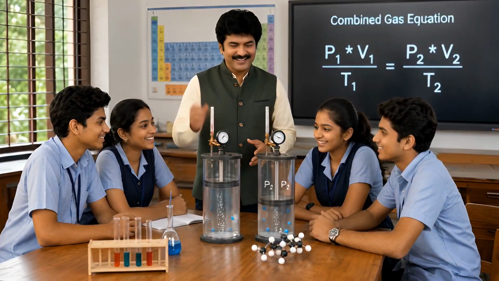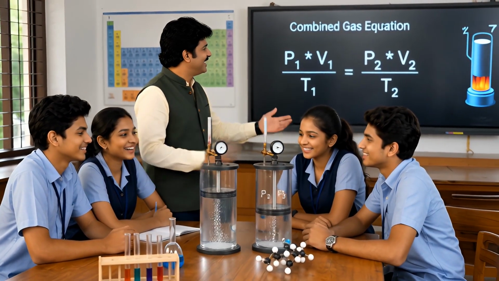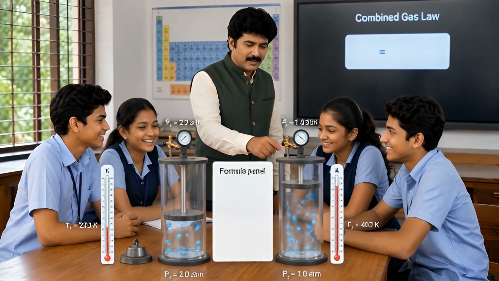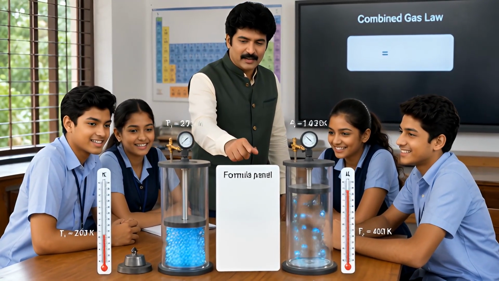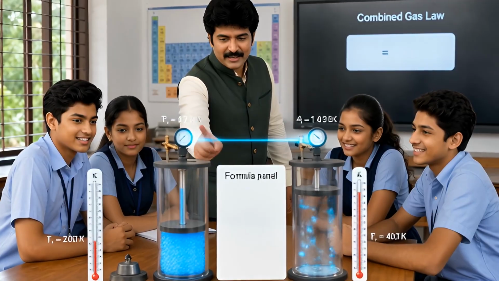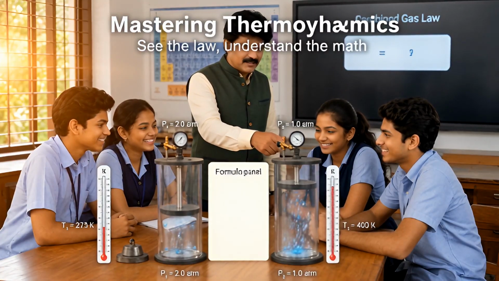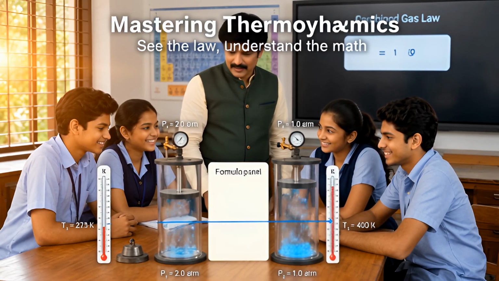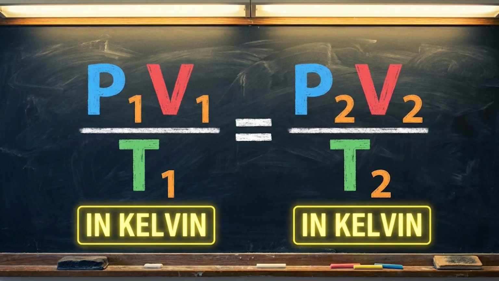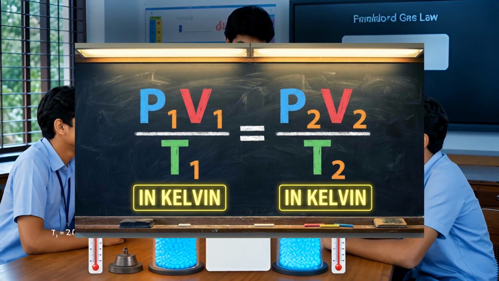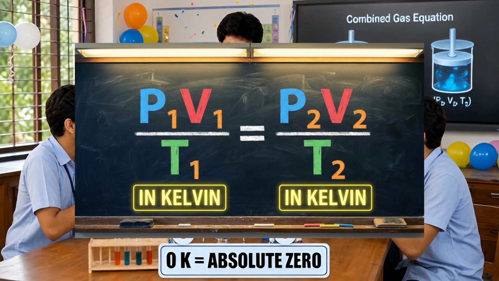What is the combined gas equation? Can you state its mathematical form? For a fixed amount of gas, when pressure, volume, and temperature change, the equation showing the relationship between them is the combined gas equation. P1 into V1 divided by T1 equals P2 into V2 divided by T2. The first pressure is P1. The first volume is V1. The first temperature is T1. The second pressure is P2. The second volume is V2. The second temperature is T2. Always remember that temperature must be given only in Kelvin.